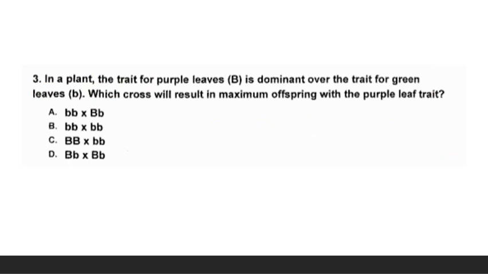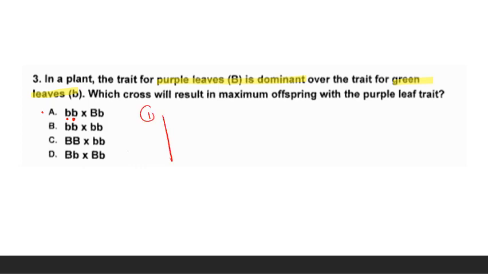Number 3, in a plant, the trait for purple leaves is dominant over the trait for recessive leaves or green leaves. So what cross will result in the maximum number of offspring with the purple leaf trait? The way that I would approach this one, you can do one of 2 things. The first thing is you can kind of check through your alleles for each of these and say, okay, this one doesn't have a dominant allele, so it's not going to have as much of an outcome for the dominant allele later on.